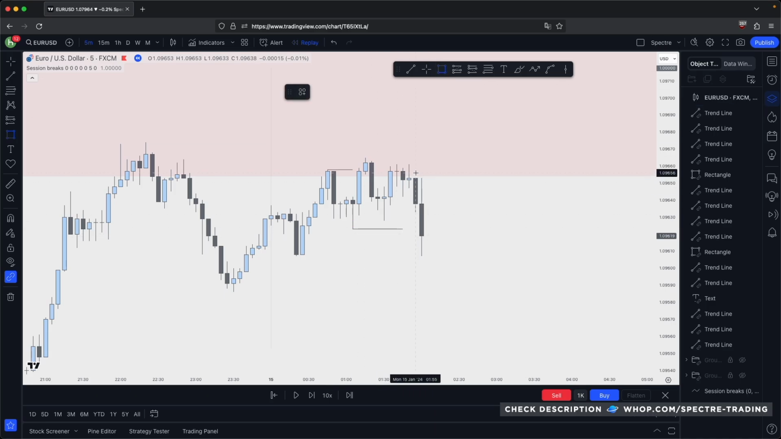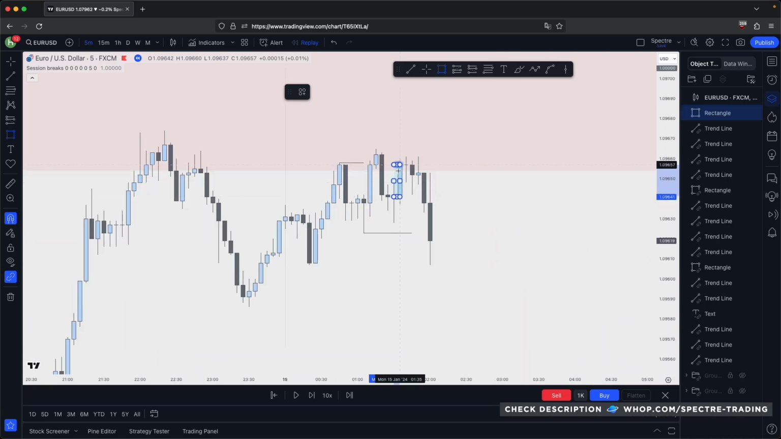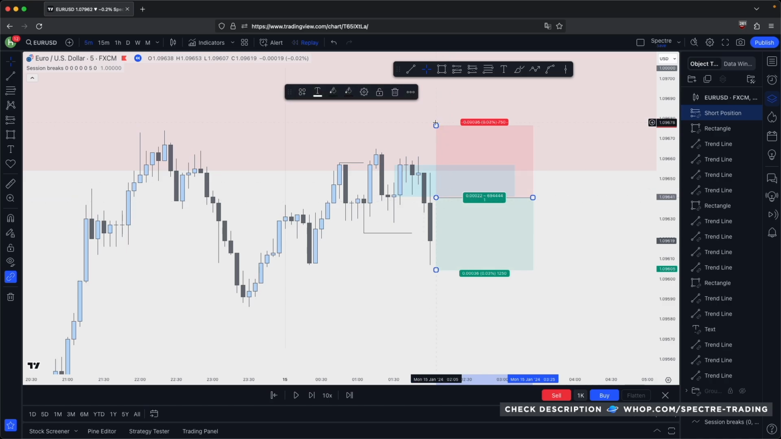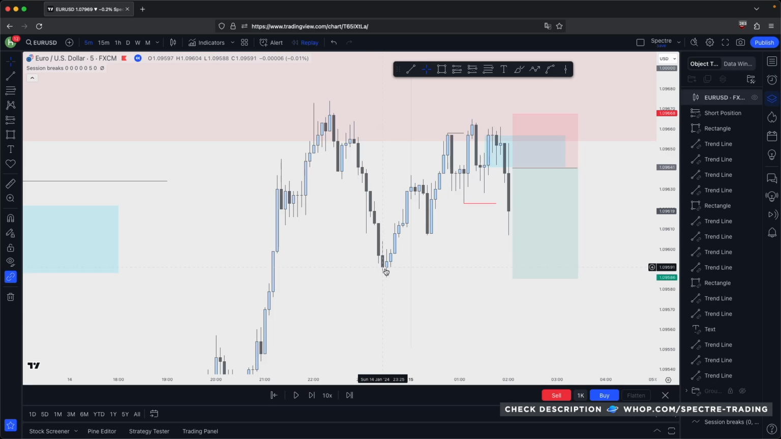Now we just need to look for a PD array that price could possibly retrace to and then continue lower. Here, we could use this mitigation block. Your entry could be here, stop loss above here, and then you look to target Asia's low.